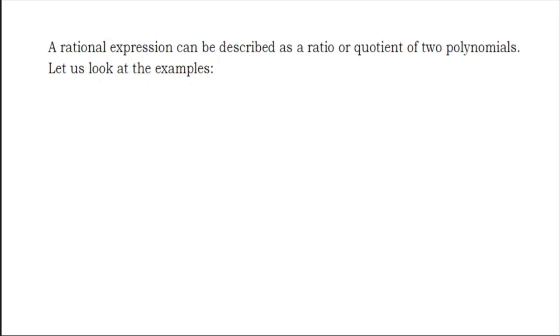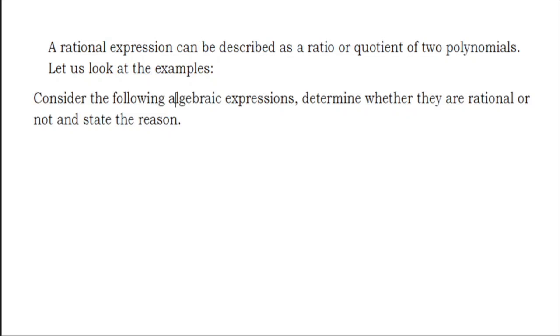So what is a rational expression? A rational expression can be described as a ratio or a quotient of two polynomials. Let us look at the example. Consider the following algebraic expressions. Determine whether they are rational or not, then state the reason. So we have first, 3x squared minus 5x plus 2 all over x plus 1.